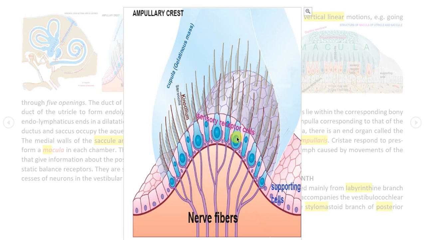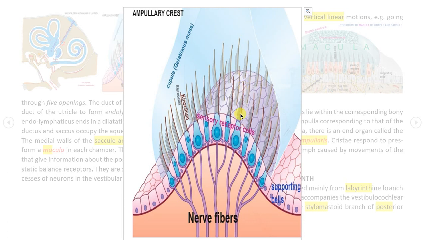Inside this cupula there are embedded cilia of these specialized hair cells. These hair cells, they are representing this cilia. This larger one is called kinocilium, and the smaller ones are called stereocilia. So there is one kinocilium, the larger one, and smaller cilia in descending order, called stereocilia. They both are projecting inside the gelatinous membrane called cupula.